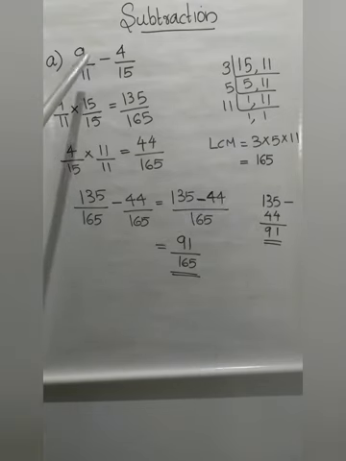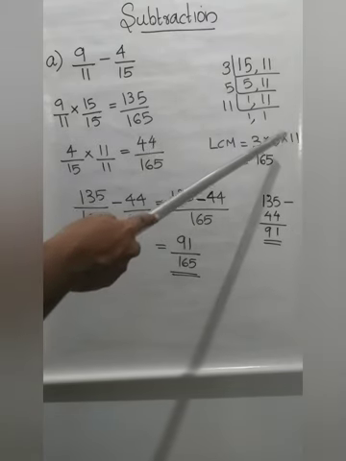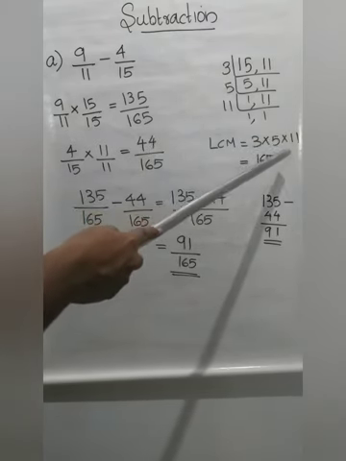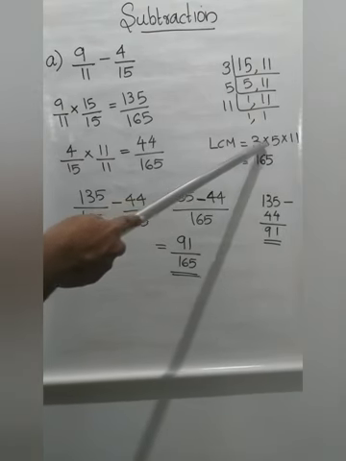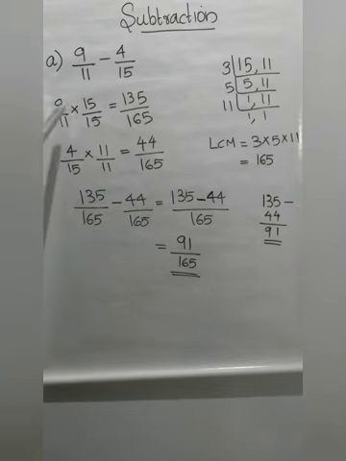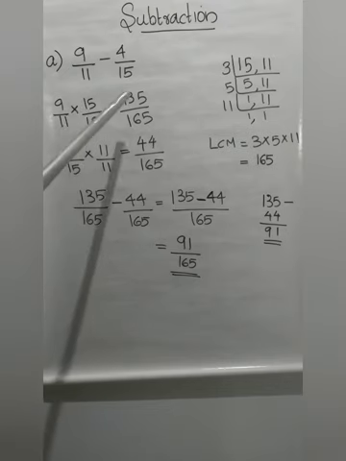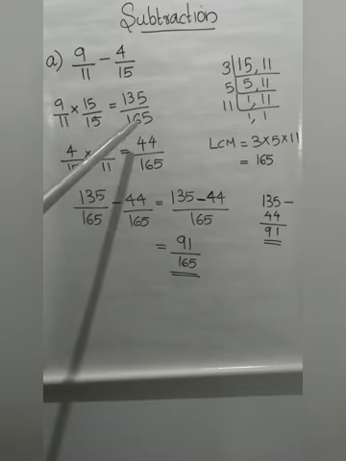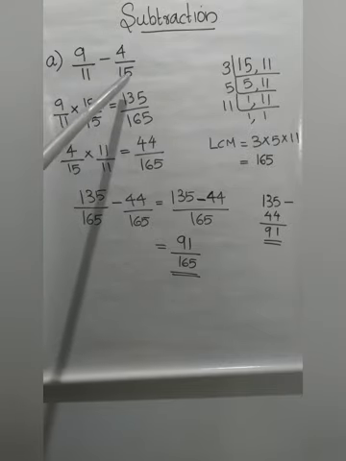So, 9 by 11. If you don't know 11 into what is 165, I told you that you can find it from the LCM itself. What do you have here? 11. So, cancel 11. Then what is remaining? 3 into 5. 3 into 5 is 15. So, 11 into 15 is 165. So, the numerator also you multiply with 15. So, 9 into 15 is 135, and the denominator is 165.